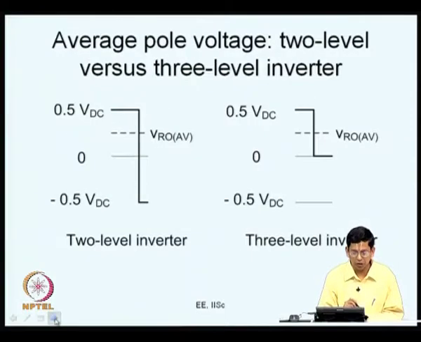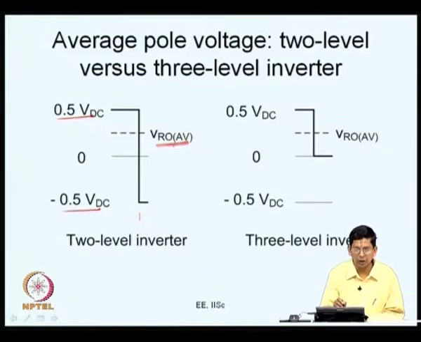How is the average pole voltage controlled? This is more about how an average pole voltage is first realized. As I just mentioned, in a 2-level converter you apply plus 0.5 VDC for a certain amount of time and minus 0.5 VDC for the remaining amount of time, and you get an average voltage which is indicated as VRO average here. Now, this VRO average turns out to be positive. If you want a negative VRO average, you must apply plus 0.5 VDC for a shorter duration than minus 0.5 VDC. So, you can get various values of average. VRO average can be anywhere between plus 0.5 VDC and minus 0.5 VDC.